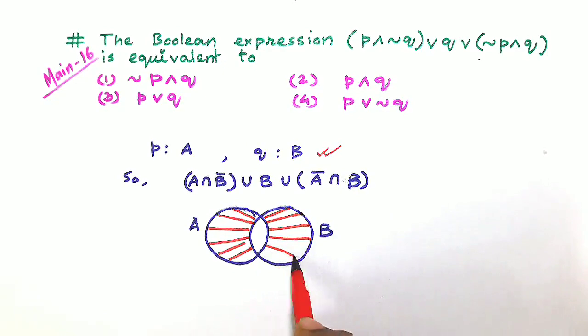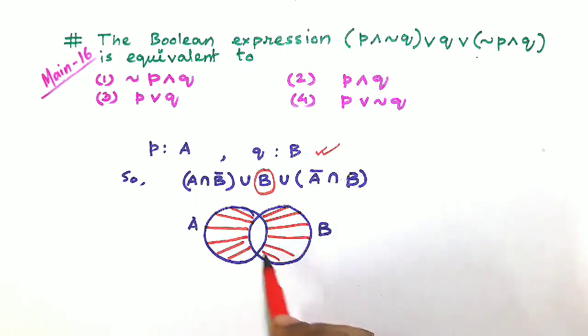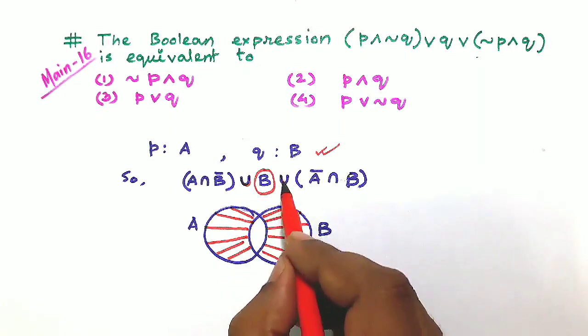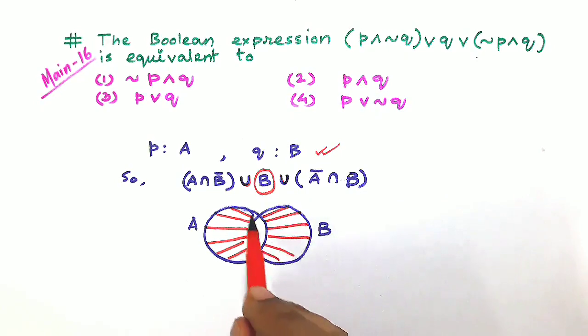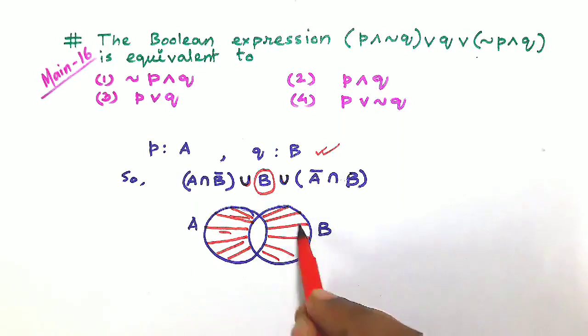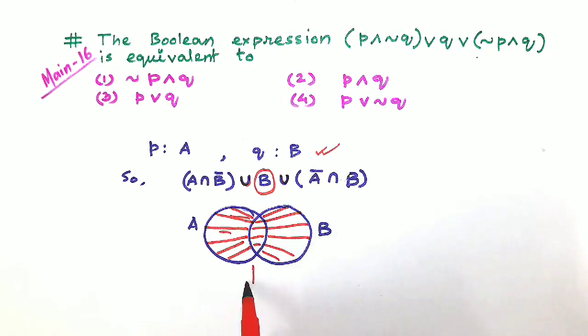Now another part is B, this one, B is the whole set B, so the union of all of them will be now this part, and union B, means this part will also be included. So from this one we are getting actually A union B, isn't it?